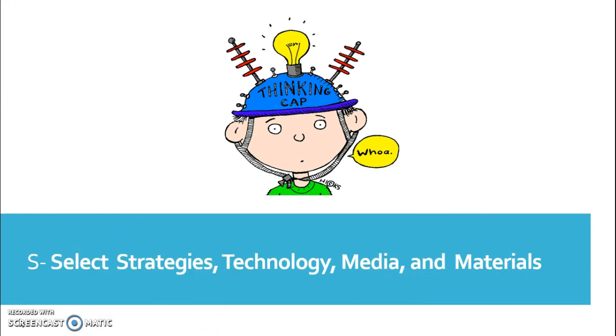The second S in the Assure model stands for select strategies, technology, media, and materials. Once you have figured out what your learning objectives are, then in this third step, you should focus on instructional strategies, technology, and media that will give you the results you want. In this stage, you will need to figure out how much of your instruction will be teacher-centered versus student-centered. Teachers should figure out which technology or media materials best support the method of teaching that they are going to use.